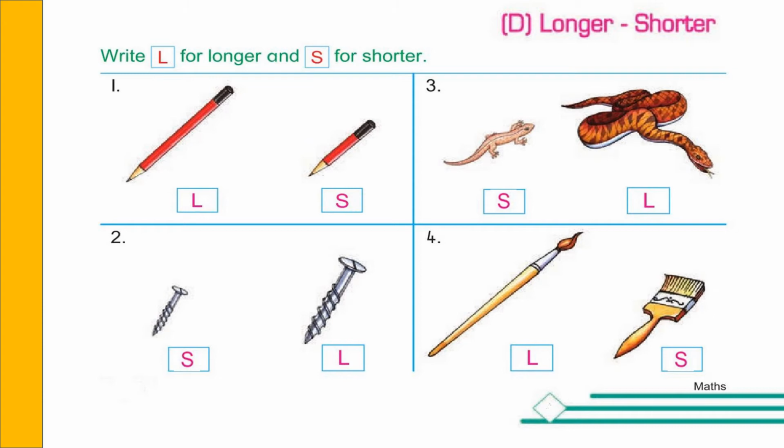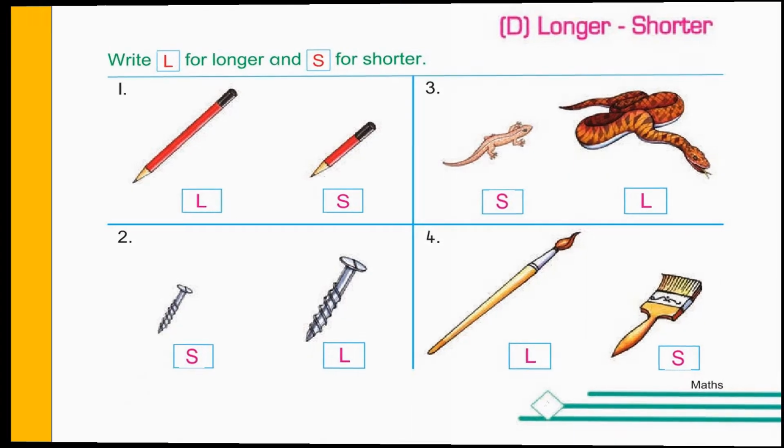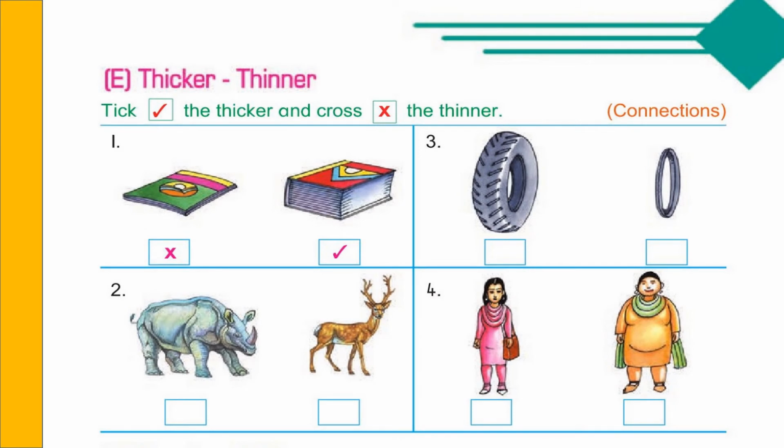So am I clear? It is longer and shorter, taller and shorter. Taller and shorter up to down and longer and shorter left to right. Alright. Next, moving on. I see thicker and thinner. Wow, this is a good one. Thicker and thinner. In the first example, they have given, see kids, here thicker and thinner, both the words start with the letter T.